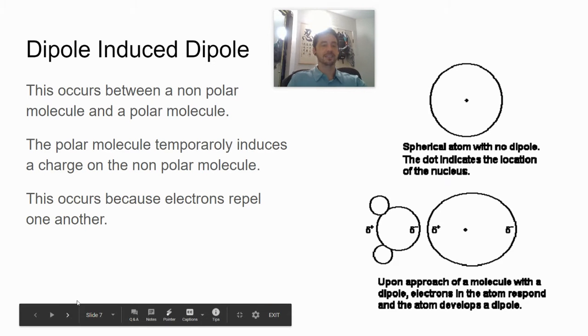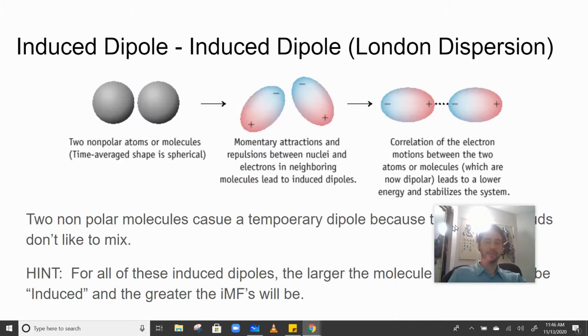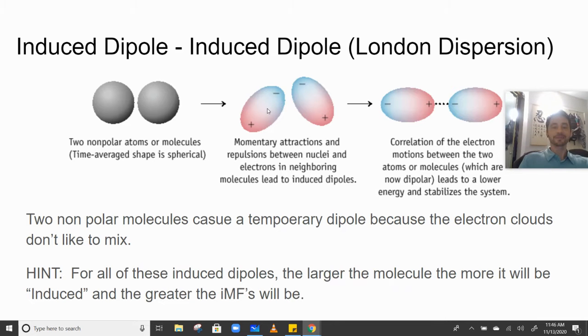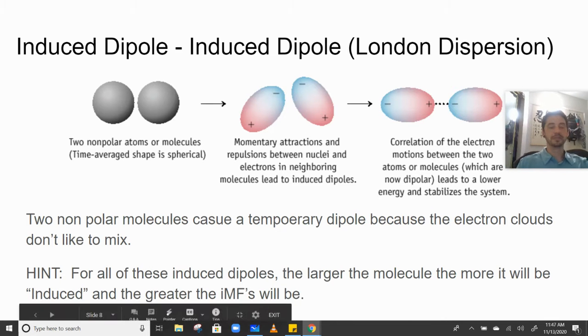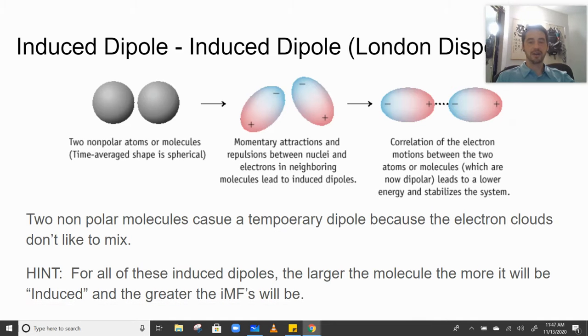The next one is induced dipole-induced dipole. So we have two nonpolar atoms or molecules that are not polar on their own, but when they interact with one another, their electron clouds tend to move away from each other, create a temporary dipole, and they now have a temporary dipole and are attracted to one another or attracted to other molecules in their mixture there.